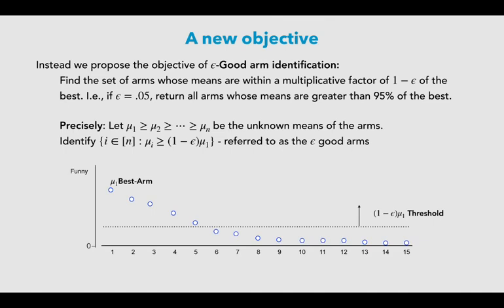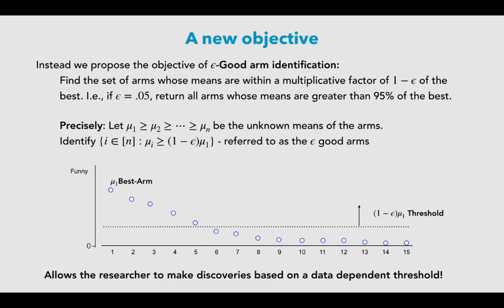I just want to point out that, diagrammatically, it looks something like the following. Here's my best arm mu_1, here's (1 minus epsilon) mu_1 as my threshold, and I'm interested in all arms that are above this threshold. And I want to point out that, unlike the previous fixed threshold case, where the threshold was specified ahead of time, the threshold in the epsilon good problem is dependent on the true unknown values of the means. It's not some arbitrary number that's picked by the researcher. The threshold depends on the data in a non-trivial way, and it also has to be learned through some kind of sampling procedure. And so this is a key distinction.